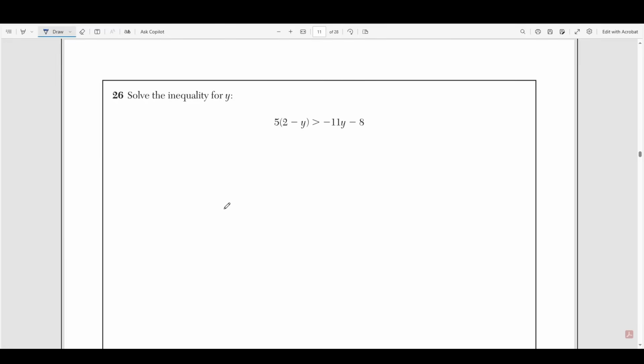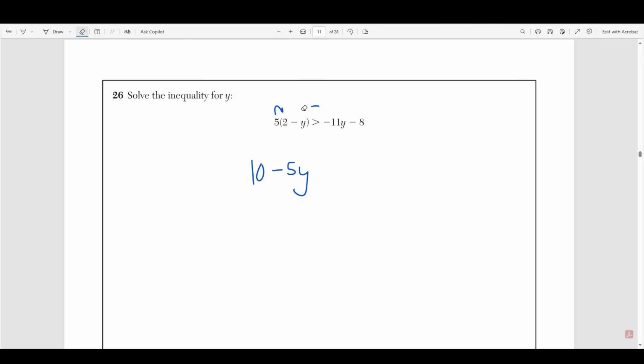So number 26 asks us to solve the inequality for y. So we just treat this as any equation, right? Pretend like this greater than sign is an equal sign, doesn't really matter. So the way I want to do this is I want to combine like terms. So I'm going to multiply or expand this 5 out. So here I have 5 times 2, which is 10, and 5 times negative y, which is negative 5y. Why did I do that? Well, I want to get it out of the parentheses so that I can actually begin to combine like terms and then solve for y.